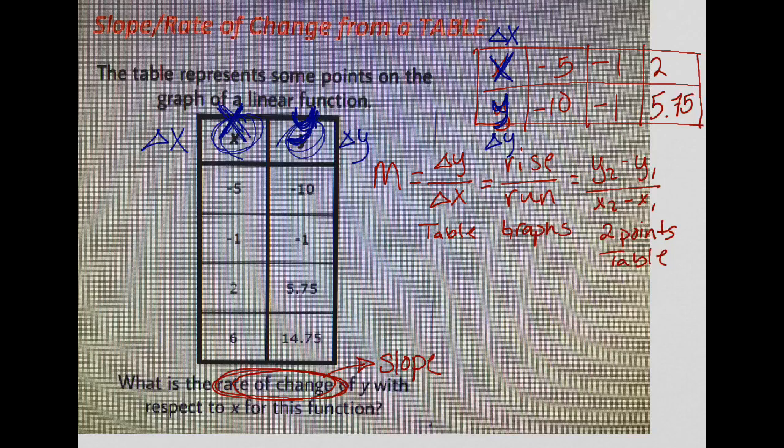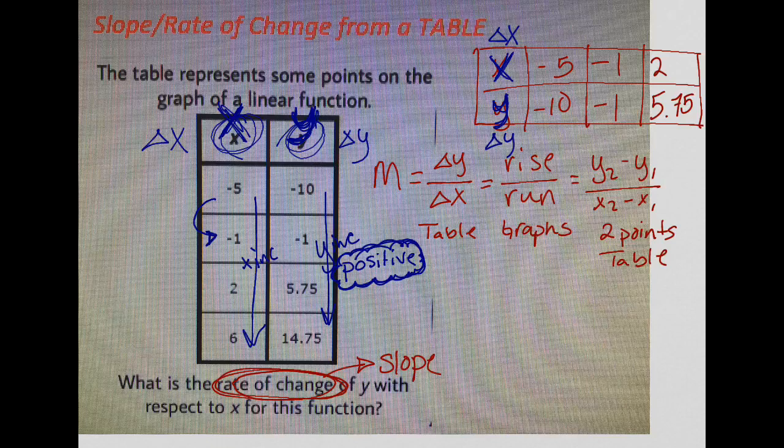So change means what do I have to increase or decrease, add or subtract from one value to get to the next. So from -5 to -1, what I notice is that's going up, and actually all of these values are increasing. x is increasing. And y, if you look at y, -10, -1, 5.75, and then 14, those are also increasing. And so as x increases, y increases. This means that your answer is going to be a positive answer. As x increases, y increases is a positive slope. So if it's a multiple choice question, you could actually eliminate any negative answer.